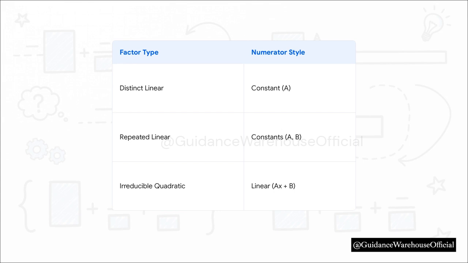Let's lock this in visually. Here are your 3 golden rules. Column 1, if it's a distinct linear factor, just use a single constant numerator like a. Column 2, if it's a repeated linear factor, you must step up the ladder, using a, b, and so on over increasing powers of that factor. And finally, column 3, if you face an irreducible quadratic, you absolutely must balance it with a linear numerator like ax plus b. Memorize these 3 setups, and you'll be able to successfully decompose almost any rational expression you encounter.